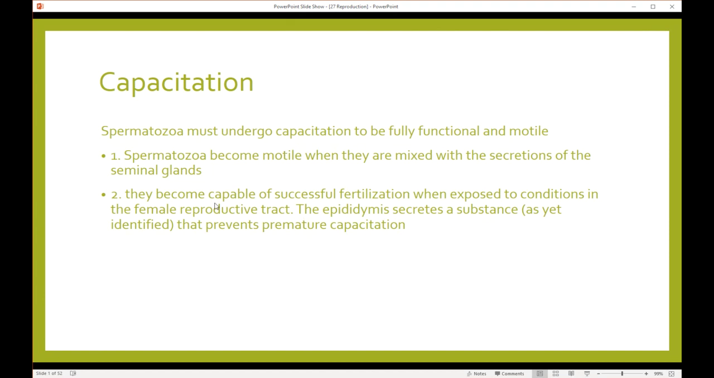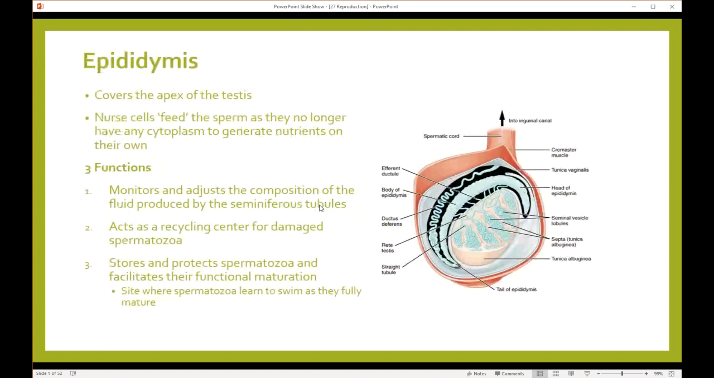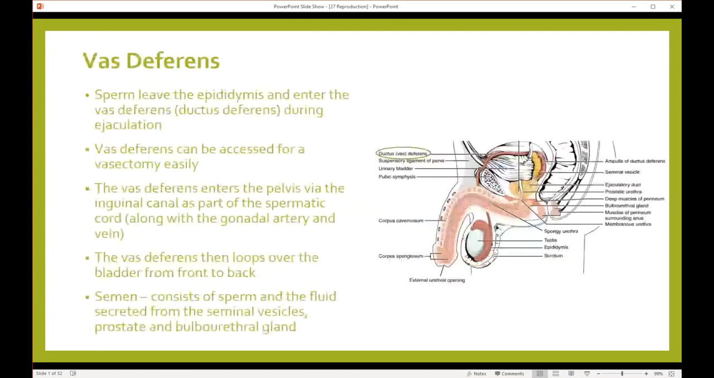So the epididymis is going to secrete a substance. We don't know what that is yet, and that's going to prevent premature capacitation. The epididymis is going to cover over the apex of the testes. They have some nurse cells in there. They're going to feed the sperm. These nurse cells are really helpful to take care of those sperm. And the epididymis has 3 functions. It monitors and adjusts the composition of the fluid that's produced by those seminiferous tubules. It can also act as a recycling center for any damaged spermatozoa, and it stores and protects the spermatozoa and facilitates their functional maturation. This is the site where spermatozoa learn to swim as they fully mature.